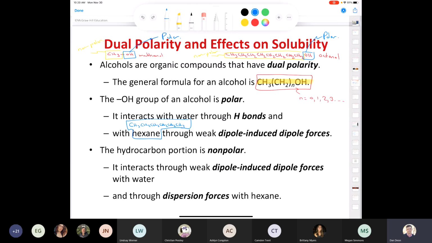Now, what about the hydrocarbon tail? Right, the hydrocarbon tail we said was non-polar. So what kind of intermolecular forces is that going to experience with water? It's going to have a dipole from the OH and an induced dipole force. That's weak, right? And it's going to interact through dispersion forces with hexane, right? Remember, like dissolves like.